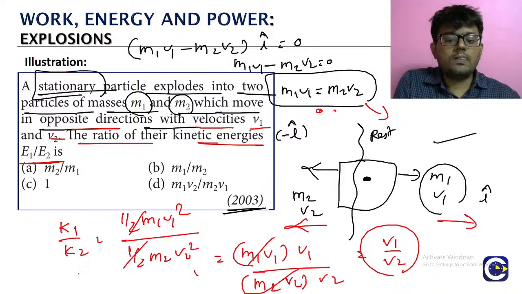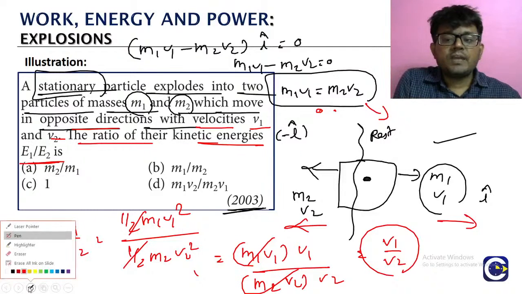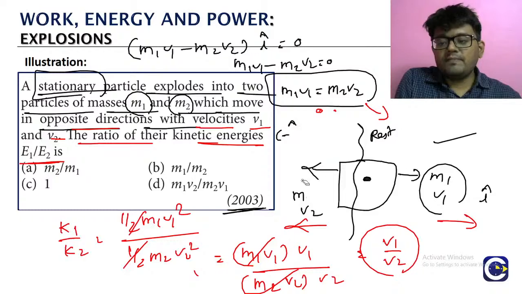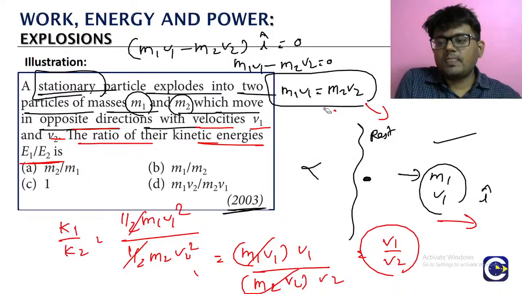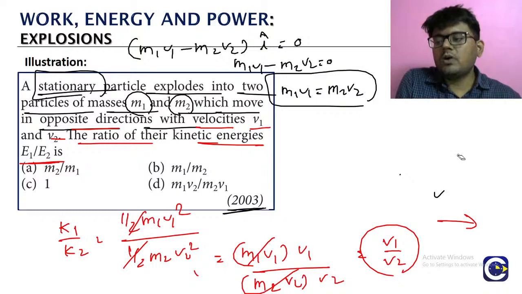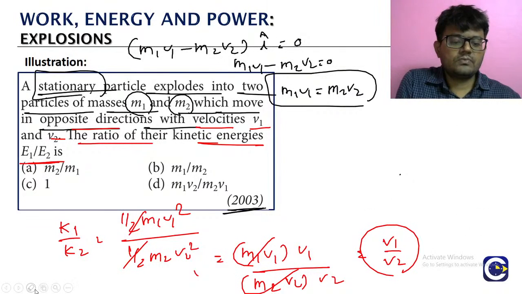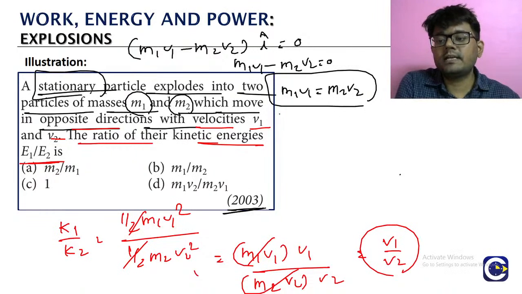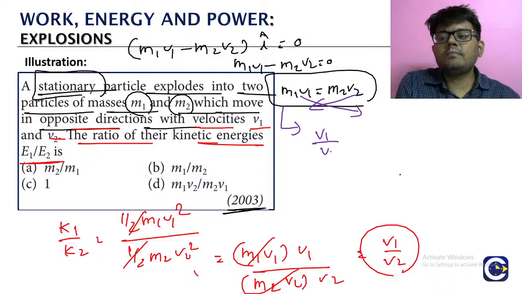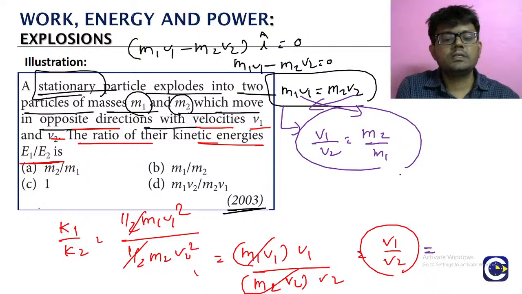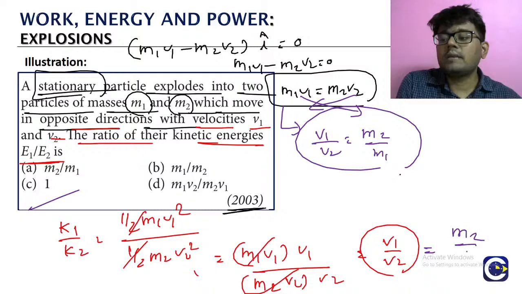m2 v2. So from that, what can we get? v1 by v2 will be what? m2 by m1. Where does it come from? Look at this relation: m1 v1 is equal to m2 v2. Take that v2 to the left side. So v1 by v2 is how much? m2 by m1. That's all. So we got v1 by v2. What is the ratio of kinetic energy? It is v1 by v2, right? So v1 by v2 can be written as m2 by m1.